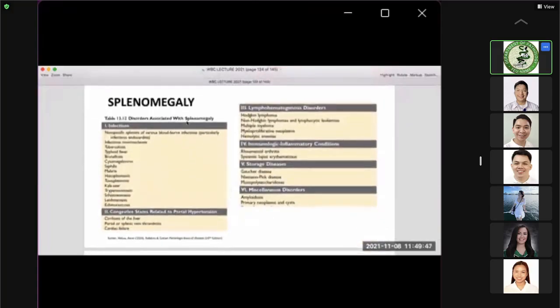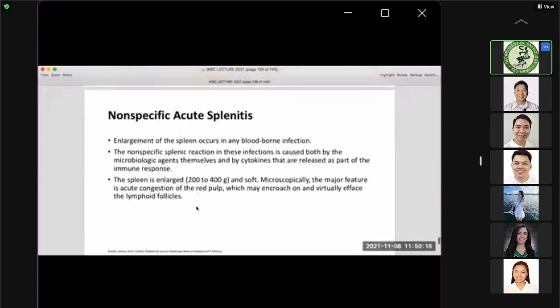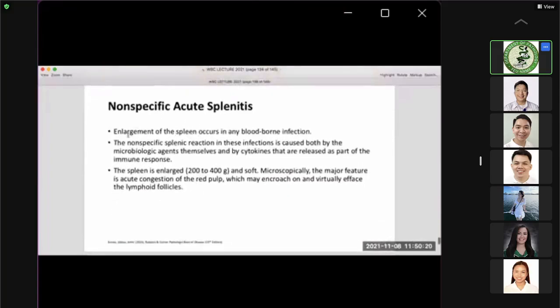Splenomegaly. There are many disorders associated with splenomegaly. Infectious processes as listed here, congestive states related to portal hypertension, lymphohematogenous disorders like the ones that we have discussed, immunologic inflammatory conditions like RA and SLE, storage diseases, which you have discussed in genetics, and certain miscellaneous disorders like amyloidosis.